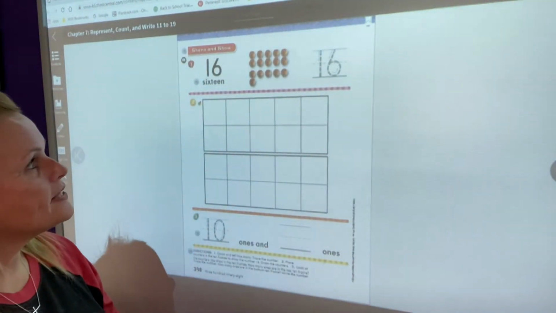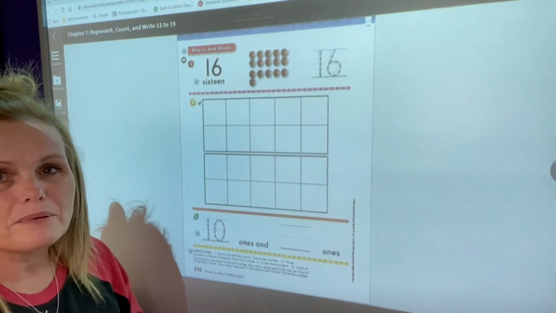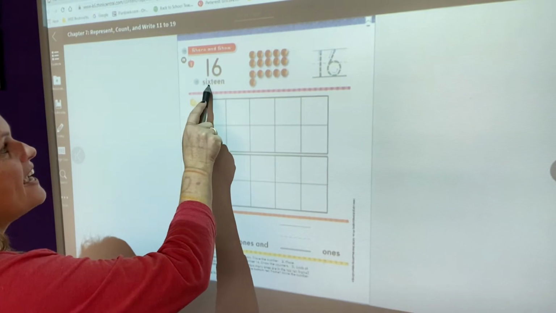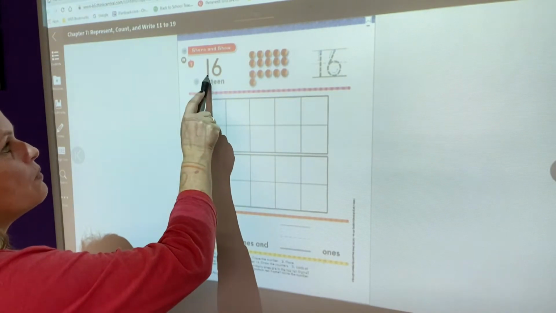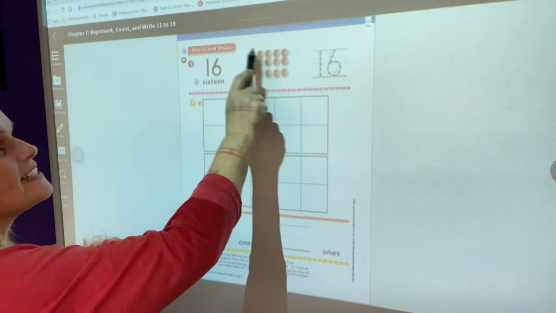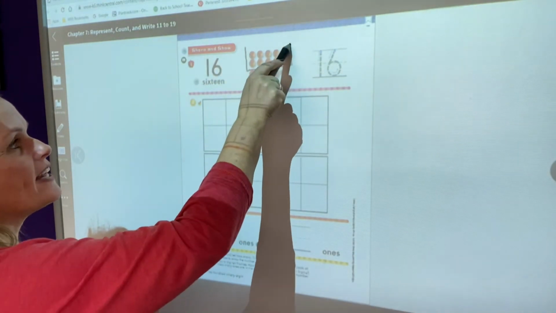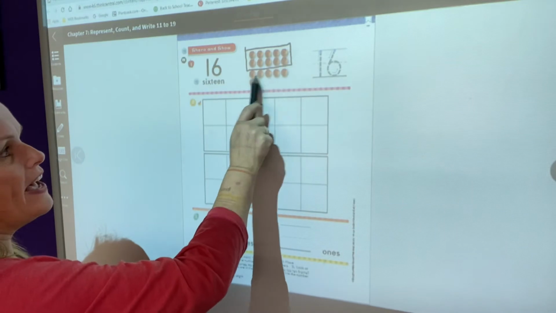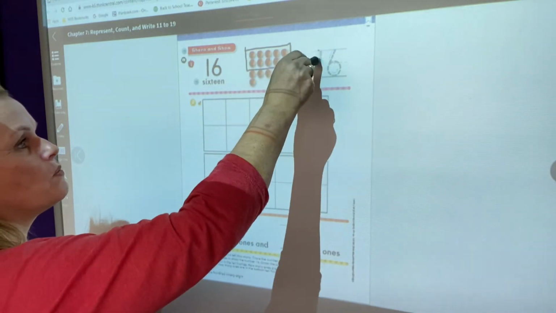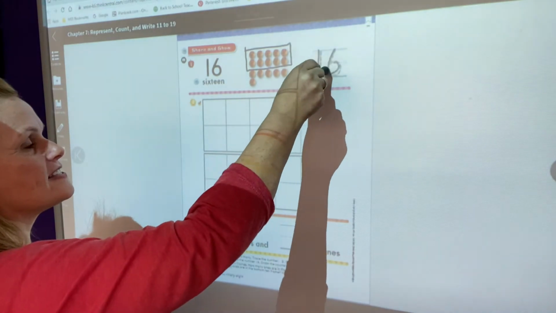I know you're a pro at this, but this is a new number. This is the number 16. 16, S-I-X-T-E-E-N, a 1 and a 6. You can see they kind of already did that 10 for you up here, sorting it out. And then there's 5 and one more. So 10, 5, 1, 1, 6 is 16.